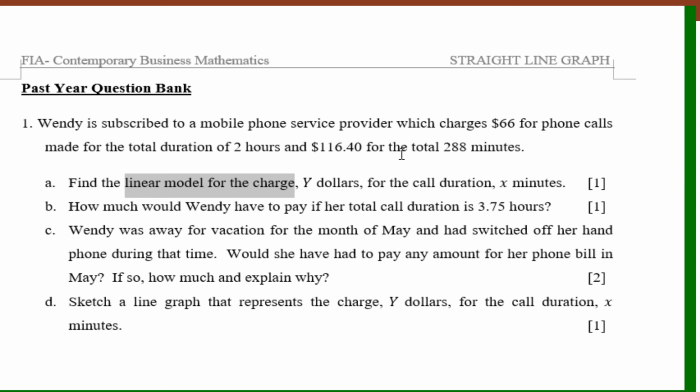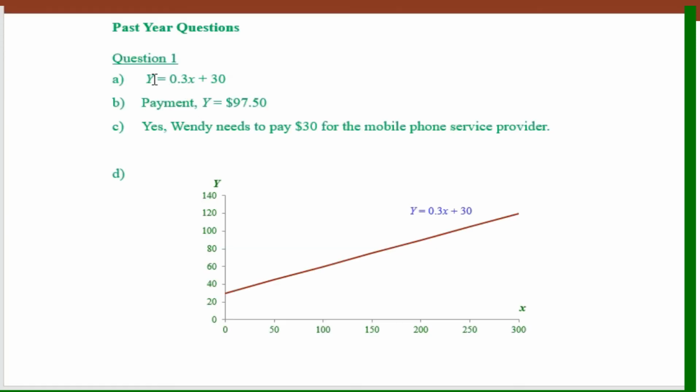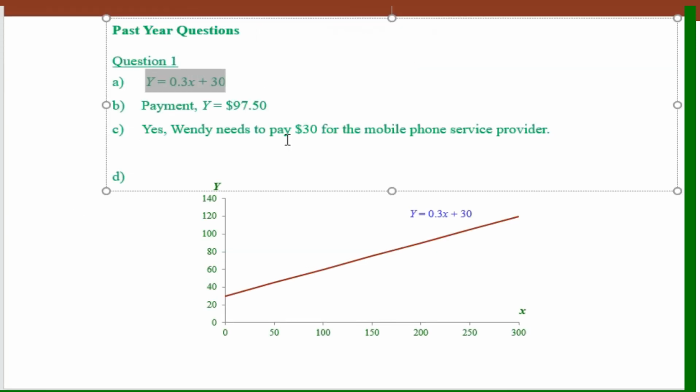So put it in the right order. Your cost must always be y. So your first point will be 120, 66. Why 120? They want it in minutes, so I change hours to minutes. 120, 66. 288, 116.4. Many students got this wrong. Your cost must always take the position of y. So you've got two coordinates, you can find the linear line.